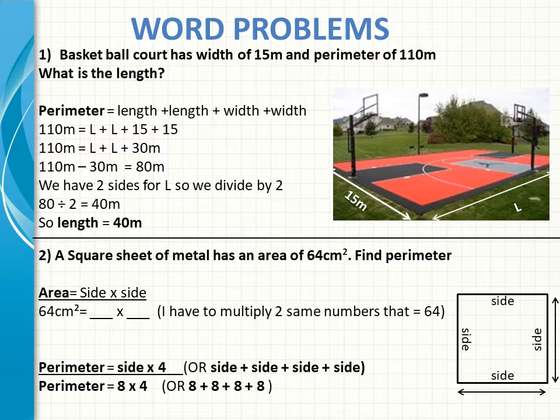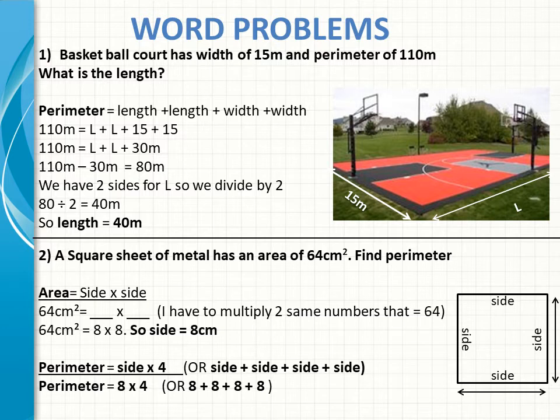Good. Now we have our side. The side is what? 8 centimeter. Good job. Now that we know the side, can we find the perimeter? How do we find the perimeter of a square? Do you still remember? The perimeter of a square is side times 4.